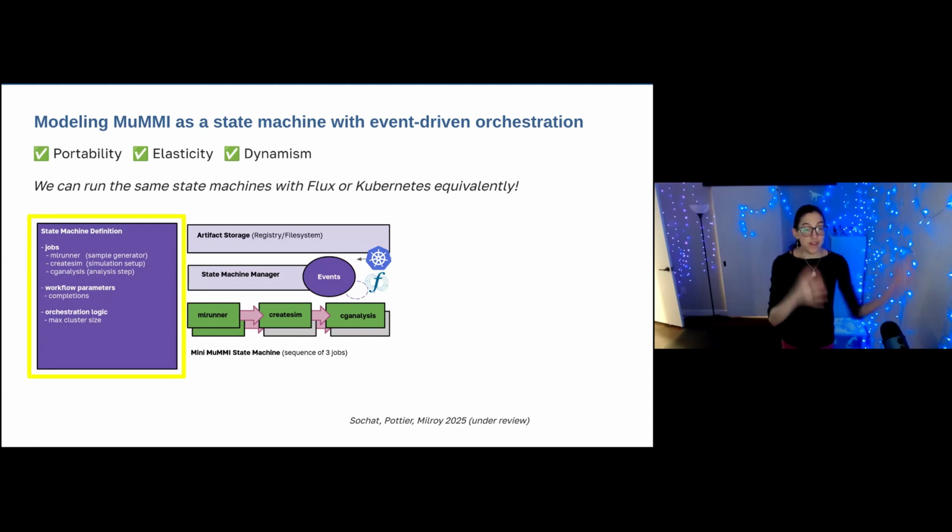What it means, going through the steps, is that we create a definition of our state machine. The jobs, the workflow parameters, that's where the goals are. So I want this number of completions. The orchestration logic, like don't go above this maximum cluster size because my credit card cannot handle it. That then creates this manager we talked about. And then each job is actually modeled as a state machine. So a sequence of these steps is one state machine.